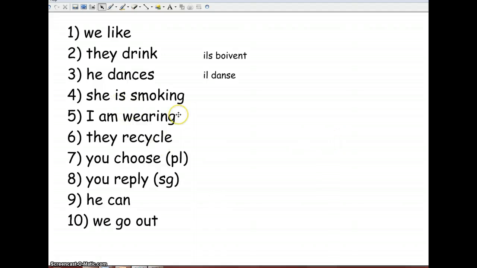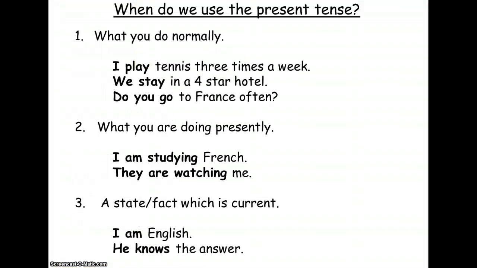Right, she is smoking. Now that looks different if we were translating it, because if we were translating that quite simply, we might think that we need a different tense, because there's three words there, she is smoking, as opposed to he dances. But if we remember from the PowerPoint, there are three different types of present tense, reasons why you might use it, and we're here at number 2 with she is smoking, because it's what she's doing presently.